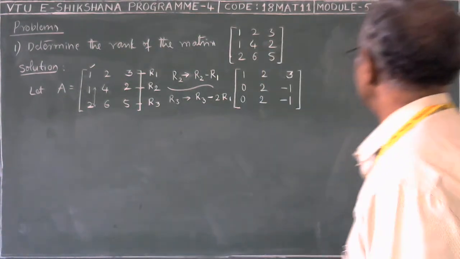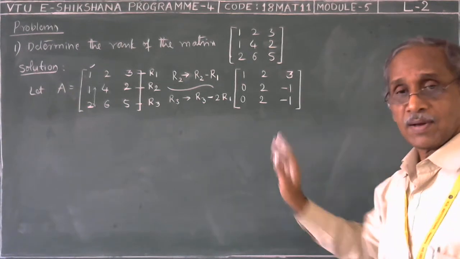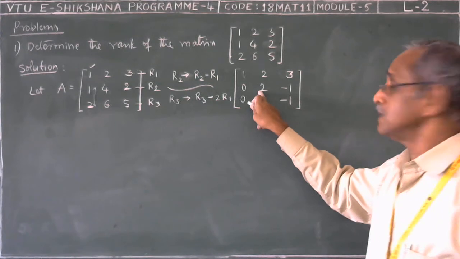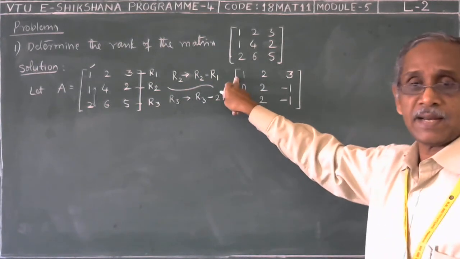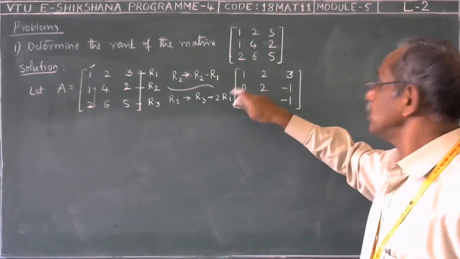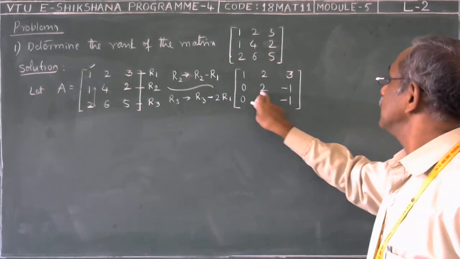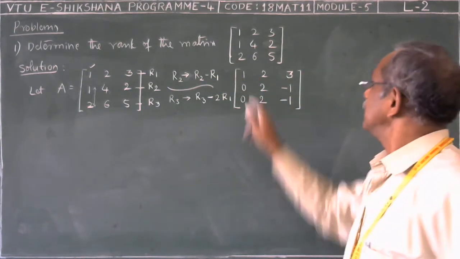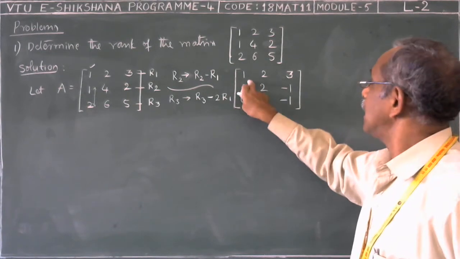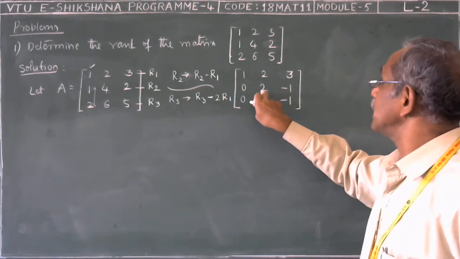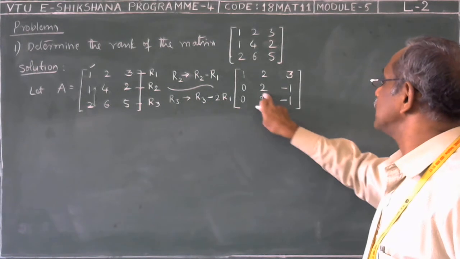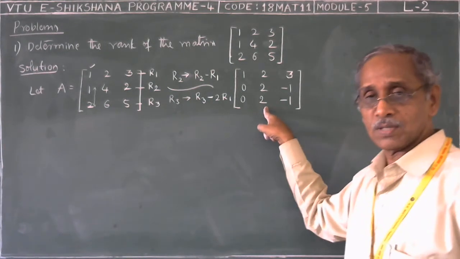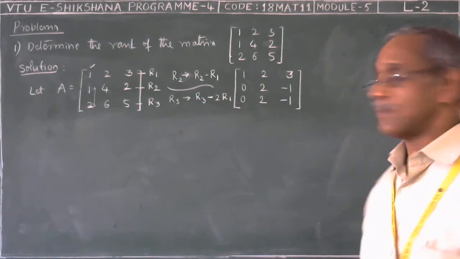Not difficult. Now, this is still not in echelon form. You see this is the leading entry, 5. To the right of the leading entry in the previous row, above it, 5. But the element below the leading entry should also be 0. The leading entry is 1, and all the elements below are 0. In the next row, the leading entry is 2, but there is one element here which is not equal to 0. So I have to make this 2 also equal to 0 using again an elementary transformation.